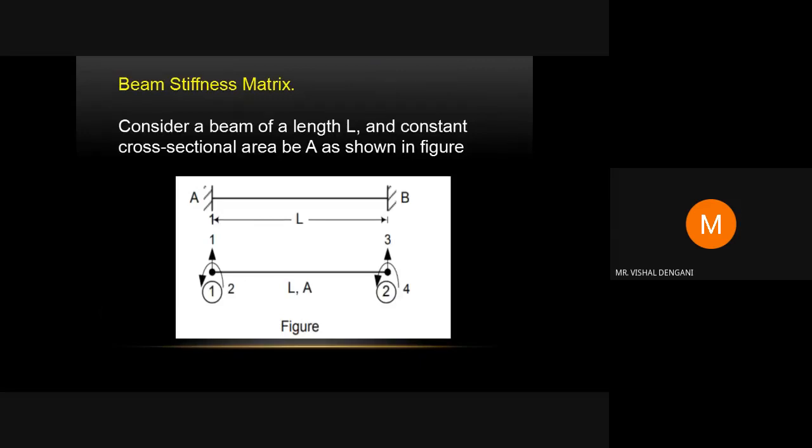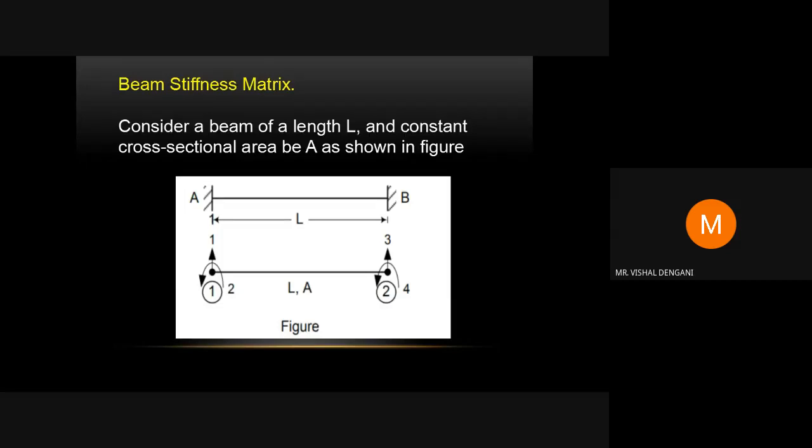So we'll see the beam stiffness matrix. Okay, so this is the derivation we will see. It can be asked like that: derive the stiffness matrix for beam in the local direction or the global direction, because local and global will be the same. Derive the elemental stiffness matrix along the global direction.